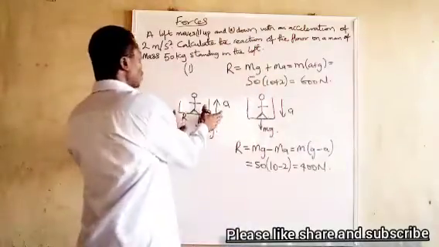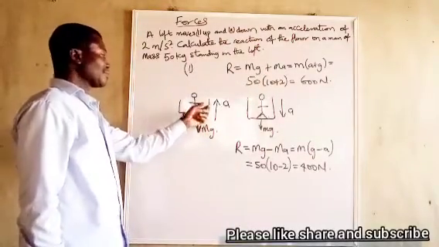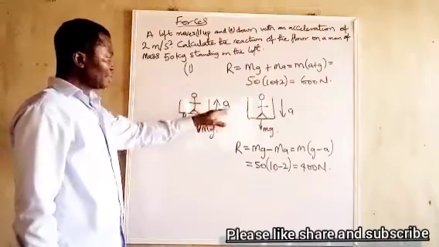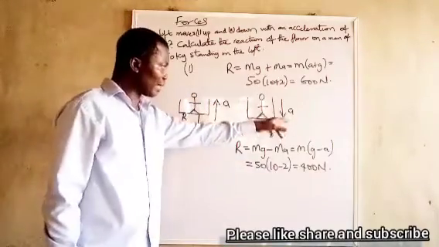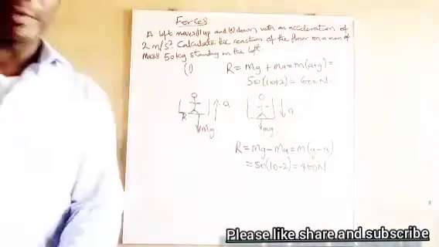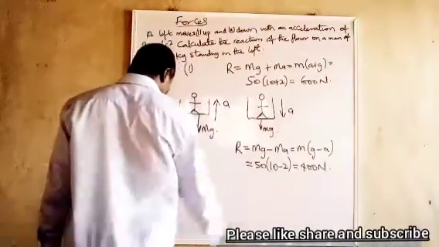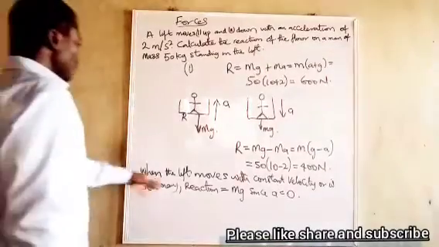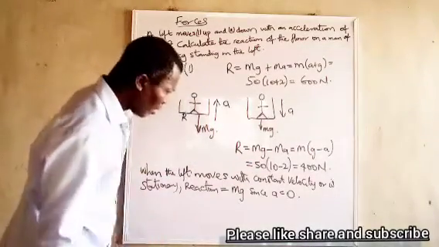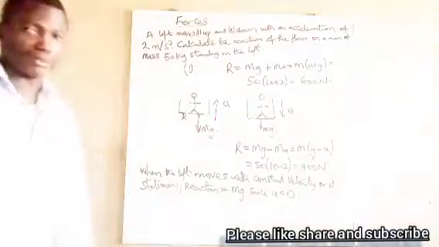So for the first one, when it is accelerating upward, the force on the lift will be increased by ma. When it is coming downward, the force on the lift will be reduced by ma. But when it is stationary or moving with constant velocity, the reaction will be mg, since the acceleration a is equal to 0.